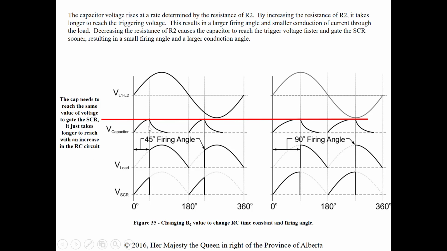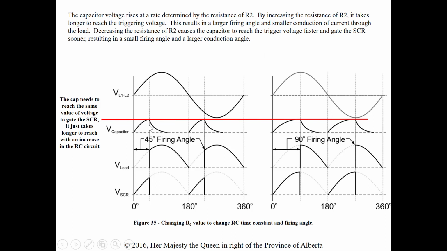Again, just what we talked about before, they're showing this discharge here once the gate has been triggered, but it takes time to reach up to this voltage here. So it needs to reach the same voltage, but it's just going to take longer if I increase the resistance in the RC timing circuit.